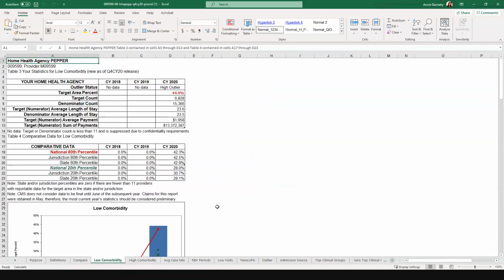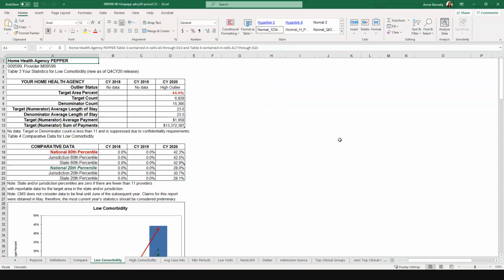So our first target area that we have here is low comorbidity. Now, as this was new as of this release, Q4CY20, you can see that obviously for the calendar years 2018 and 2019, there is no comparative data. It didn't exist until the calendar year 2020. But you can see now these tabs are for your individual target area and your individual home health agency. So the target area percent for this sample provider was 44.4%.